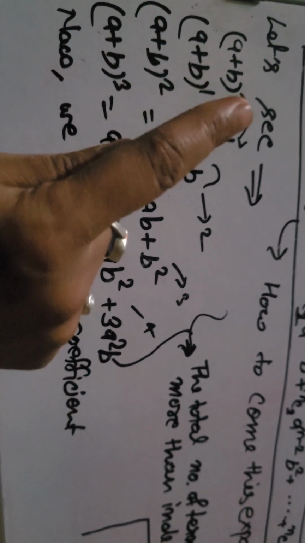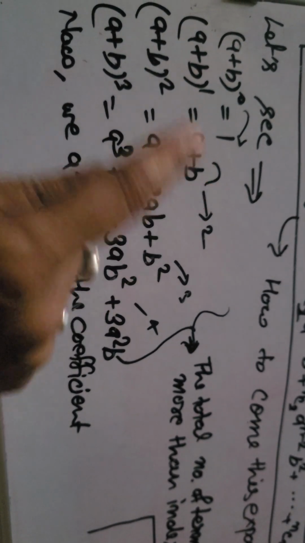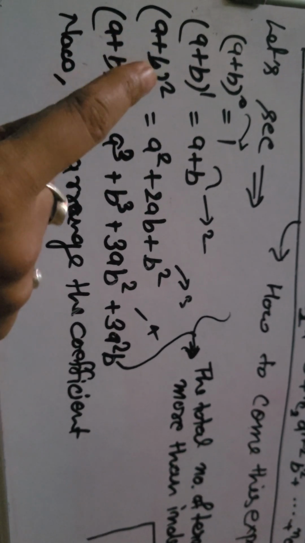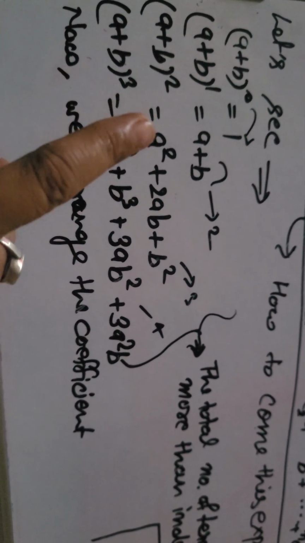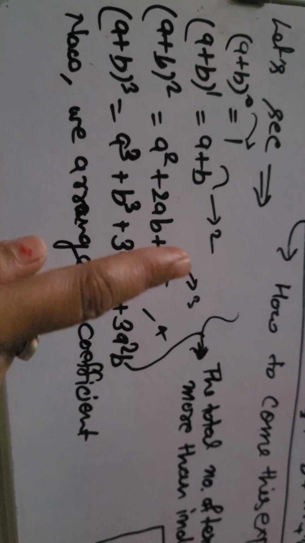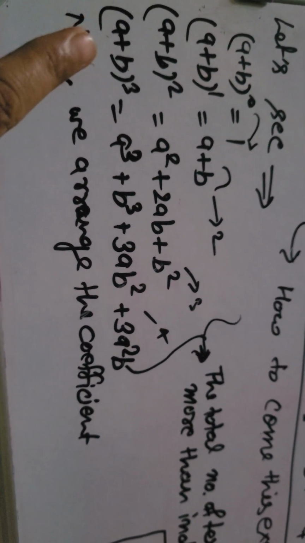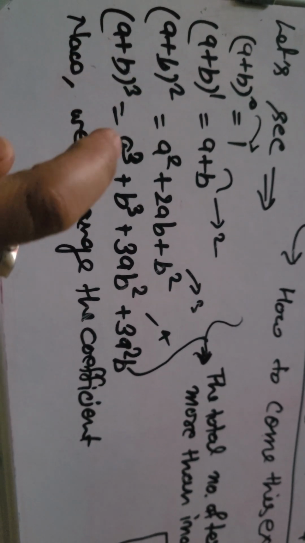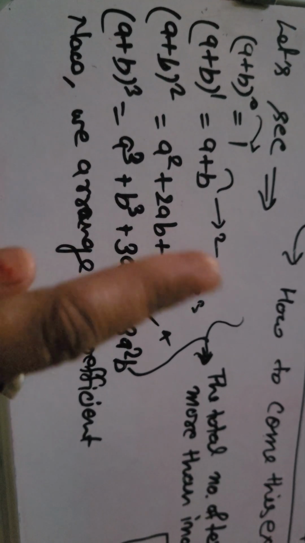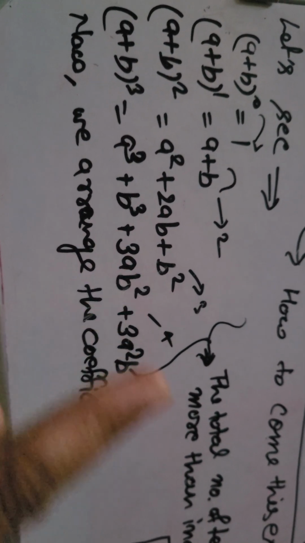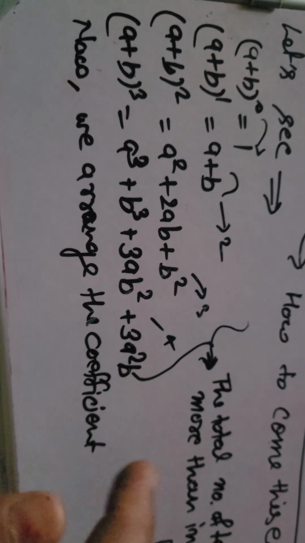(a + b) to the power 1 is equal to what I found? a + b. And next, (a + b) to the power 2 is equal to a square plus 2ab plus b square. And (a + b) to the power 3 is equal to a cube plus 3a square b plus 3ab square plus b cube.